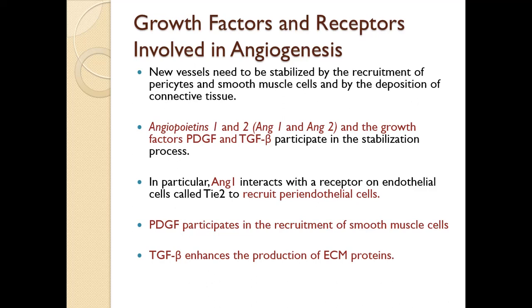So the new vessels have formed. Now pericytes and smooth muscle cells will come, surround, and stabilize them. Angiopoietins 1 and 2, platelet-derived growth factor and TGF-beta will help in this stabilization process. There is a receptor on endothelial cells called Tie2. Angiopoietin 1 will interact with Tie2 and recruit the periendothelial cells. In the case of larger vessels, the smooth muscle cells are recruited by platelet-derived growth factor. TGF-beta enhances production of the ECM proteins.